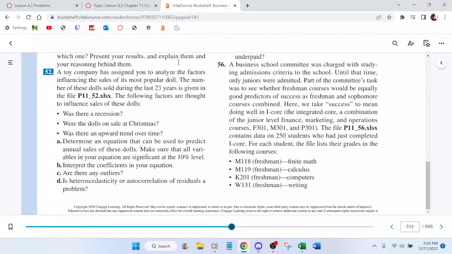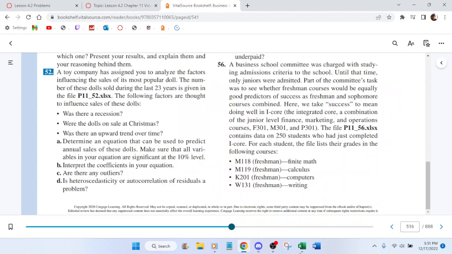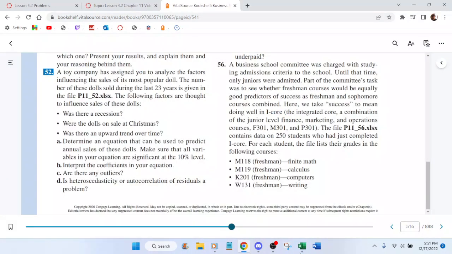A toy company has assigned you to analyze the factors influencing the sales of its most popular doll. The number of these dolls sold during the last 23 years is given in the file. The following factors are thought to influence sales. Was there a recession? Were there dolls on sale at Christmas? Oh, come on. They didn't add the upward trend.